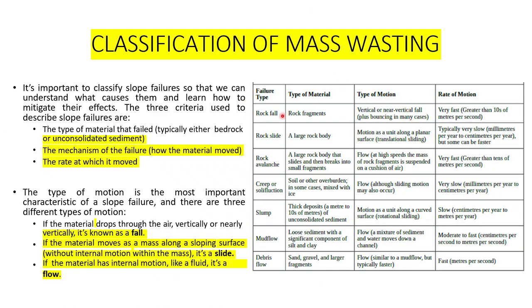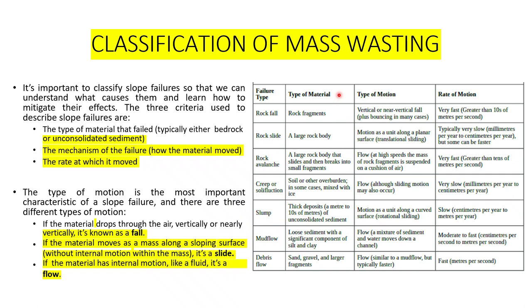So the table here shows the different types of mass wasting, their characteristics and the typical rates of movement. We go with the failure type. This is the type of mass wasting that commonly occurs, and the different types of mass wasting include rock fall, rock slide, slump, mud flow and debris flow. We have many more. We're going to look into the details one by one later.